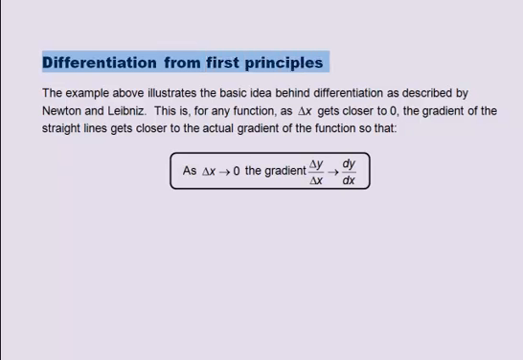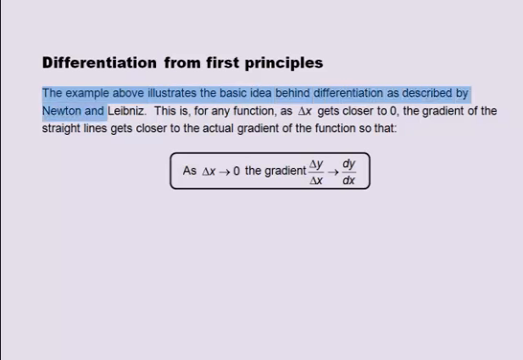Differentiation from first principles. The example above illustrates the basic idea behind differentiation as described by Newton and Leibniz. This is, for any function, as delta x gets close to 0, the gradient of the straight lines gets closer to the actual gradient of the function, so that as delta x approaches 0, the gradient, delta y divided by delta x, approaches dy by dx.